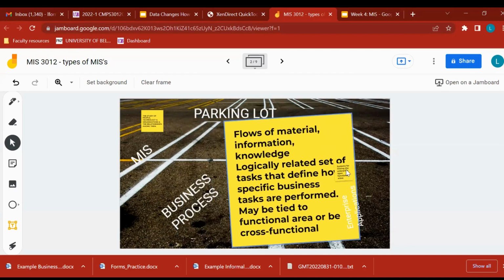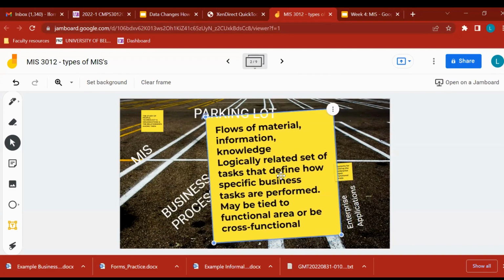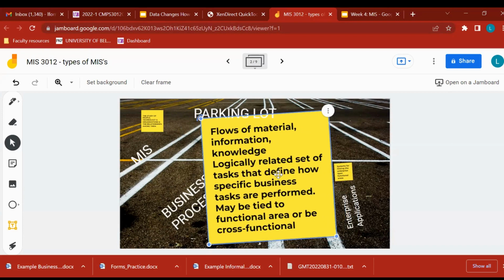Business processes. When we think of processes, we think of things happening in sequence to produce a result. Business processes look at the flows of material, information, knowledge, logically related sets of tasks, which define how specific business tasks are performed. They may be tied to functional or even cross-functional areas within an organization. For example, sales would be a business process. That's one functional unit within an organization or a department. And they have a specific objective that they want to fulfill in that sales department.